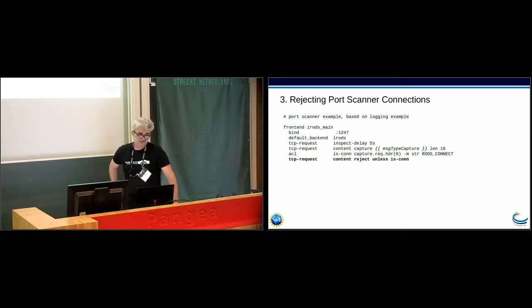On to the next example, rejecting port scanners. This is really simple. Basically, you use the ACL we previously defined. Then the last thing is we just reject the connection if it doesn't contain the RODS_CONNECT string.